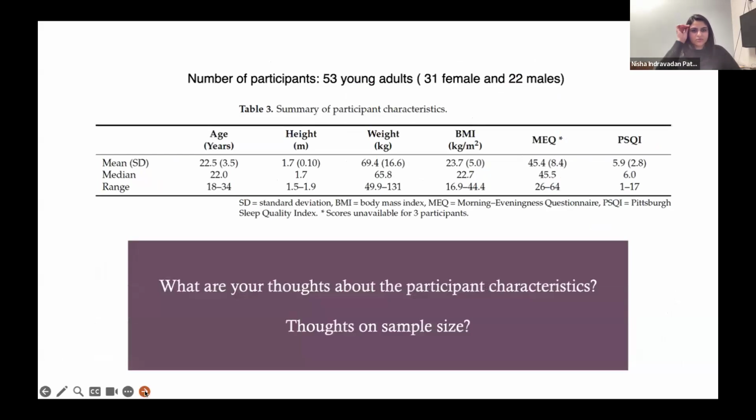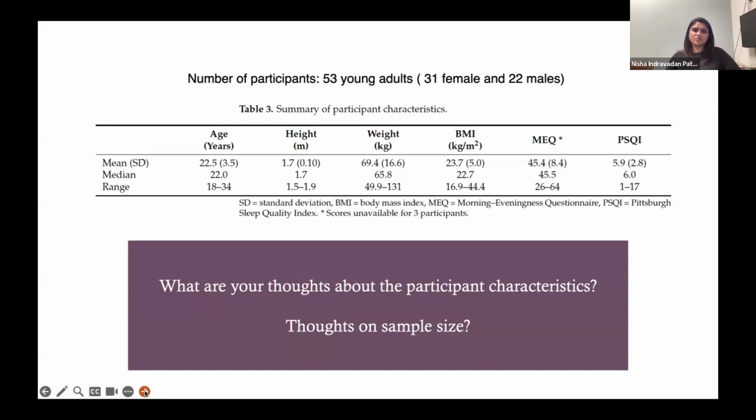So coming back to the article, I have this chart here because it's important for us to discuss the participants. There were 53 adults, 31 were female, and 22 were male. And it has the age, the BMI, and 2 other important things where they had these patients fill out questionnaires. This is to determine if they're someone that's a morning lark or a night owl. And that is the morning evening questionnaire.